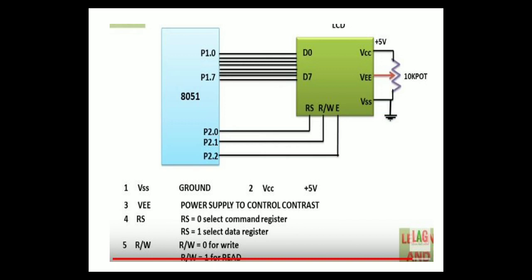Similarly, to make RS 0 or 1, who is responsible? P2.0. So you should be writing the program for 2.0. That will trigger your RS pin. Similarly, 2.1 will trigger RW, and VCC, VSS are nothing but supply and ground, and the contrast control. And normally your data lines are available from 1.0 to 1.7. So this is a very basic interface which has been done with the 8051 and the available LCD.